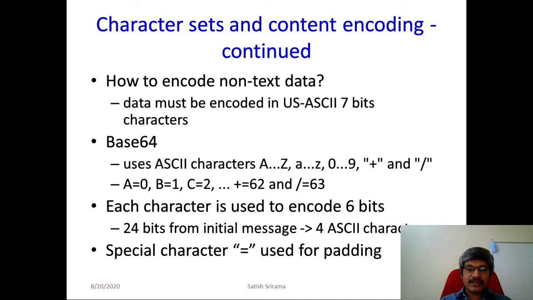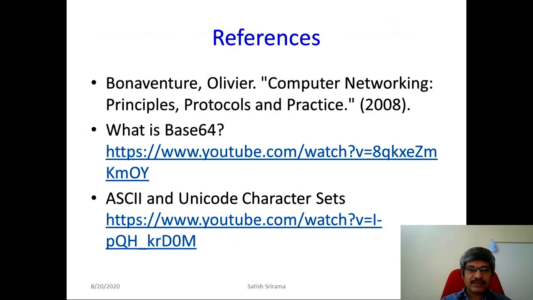Thank you very much. So that is how you actually use MIME and encoding. Again the references, once again, this book is very good. Read this book by Bonaventure. Even the slides are adapted from his slides, which is why they are released under a CC BY-SA license.